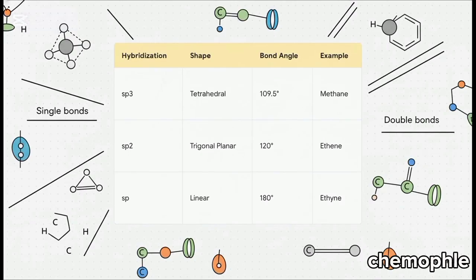And here it is, the whole concept in one simple table. This is your ultimate cheat sheet. You can see the clear, predictable pattern. Single bonds mean sp³ hybridization and a tetrahedral shape. Double bonds mean sp² and a trigonal planar shape, and triple bonds mean sp and a linear shape. It's this beautifully logical system that really is the architecture of chemistry.